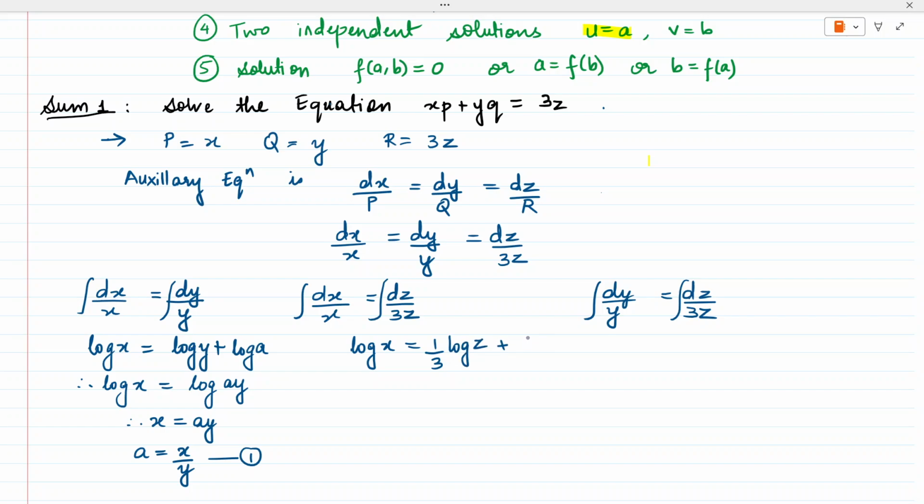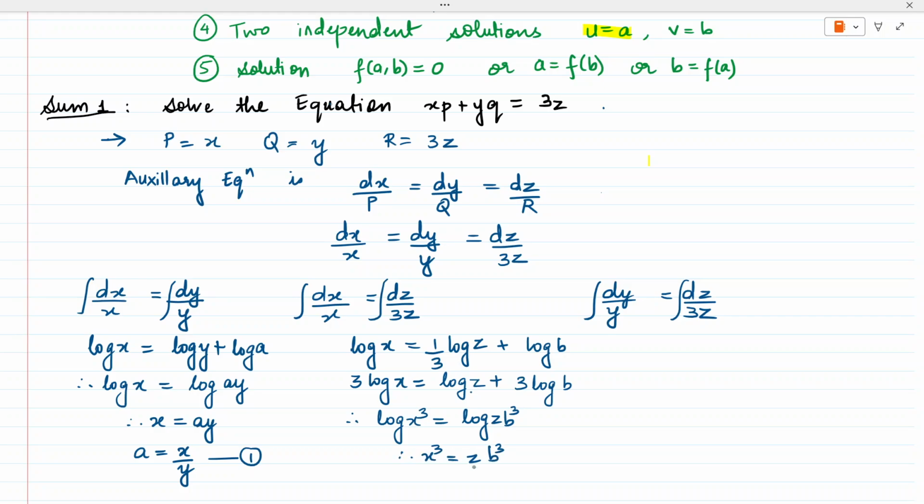And again I'm going to use a log b here. Okay, b is another constant. Here, because I have a 1/3, let me multiply throughout by 3. So 3 log x is log z plus 3 times log b, correct? Now the 3 will go as a power, so I'll get log of x cube, and here I'll get multiplication of z b cube. The log goes away, we'll get x cube is equal to z times b cube.